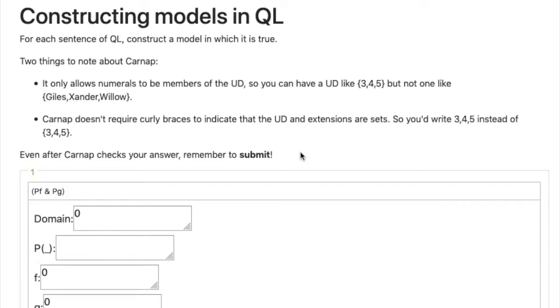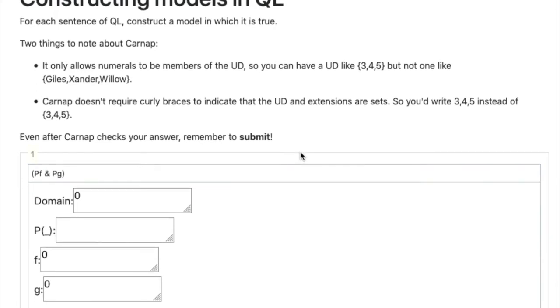And it's just an ease of interface thing. Carnap can check the problems more easily if they're put in terms of numbers. And this is also something mathematicians do a lot when building models. Second, Carnap doesn't require the curly braces that we put around sets. So you don't actually have to write them in. All you have to do to indicate the universe of discourse or the extension of a predicate is to write the objects, the numbers, separated by commas. And as always, even after Carnap checks your answers, click Submit so that you get credit for your work.